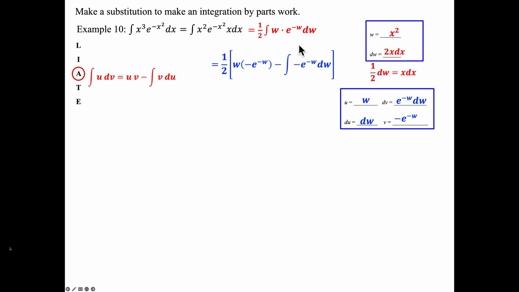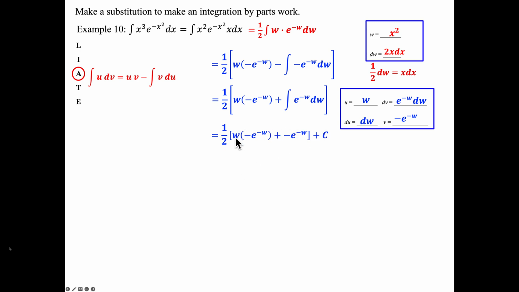And now we can rewrite this as 1/2 brackets, there's my u, times my v, minus the integral of my v times my du. So let's clean up some signs here. Minus a negative makes that a plus. Oh, how convenient. We've already integrated e to the negative w power. That's this, so we'll put negative e to the negative w right there. Substitute that in. Put in our plus c after everything.